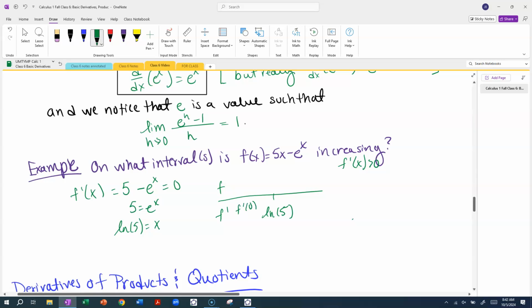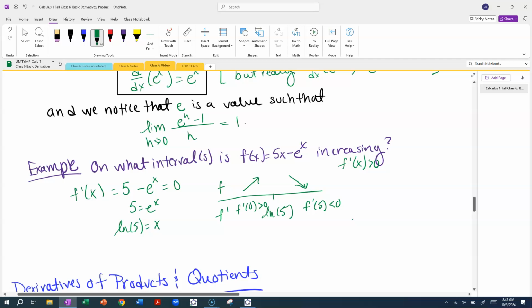So maybe f prime of 0, and then natural log of 5 is a number, so I'm going to do something large. Let's do f prime at 5. Okay, so f prime of 0, put that through here, that'd be 4, so that's positive. That means the function's increasing. F prime of 5 would be 5 minus e to the 5th. e to the 5th is a large positive number, so that's going to be negative. So I'm going to say it's decreasing here.